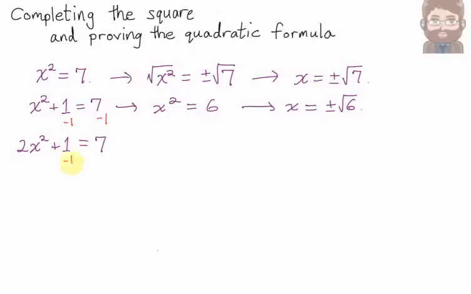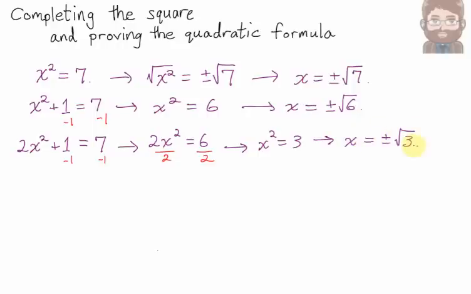An even more complicated equation, 2x squared plus 1 equals 7. As before, we subtract 1 from each side. That gives us 2x squared equals 6. Then we can divide both sides by 2. And that leaves us with x squared equals 3, which then becomes x equals plus or minus radical 3.